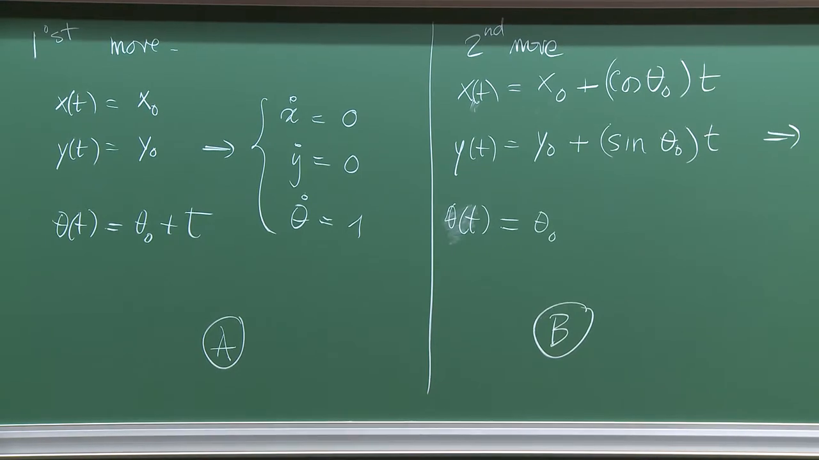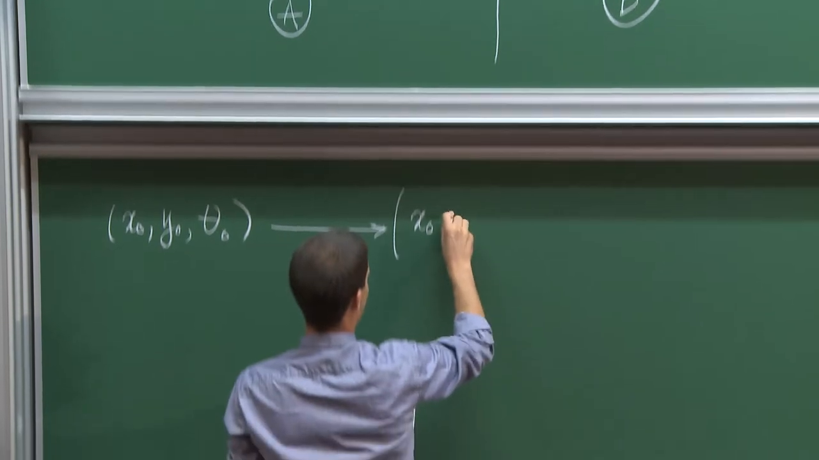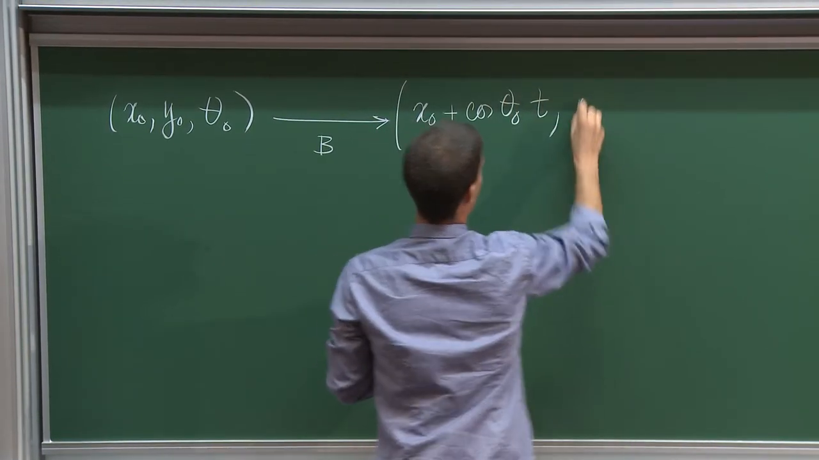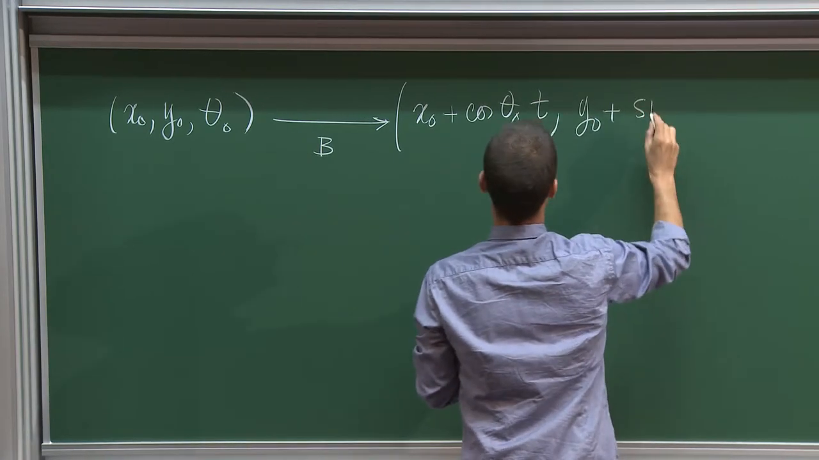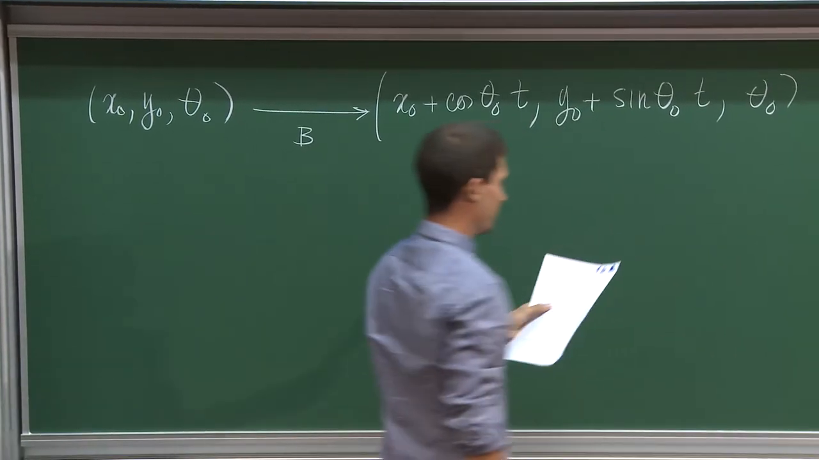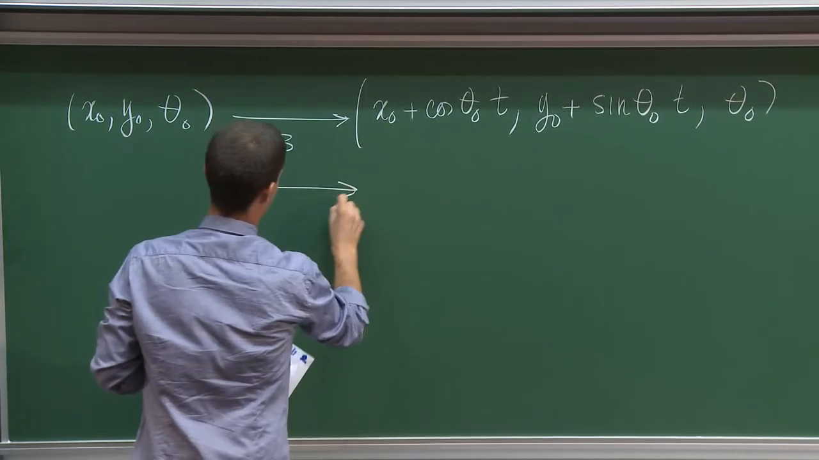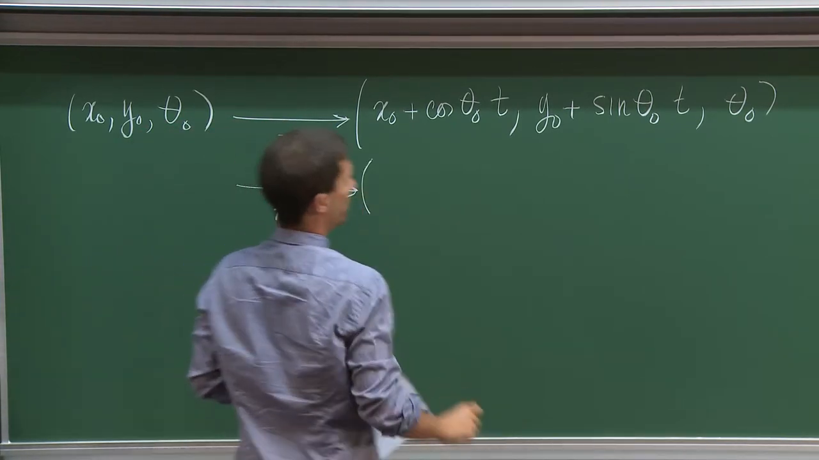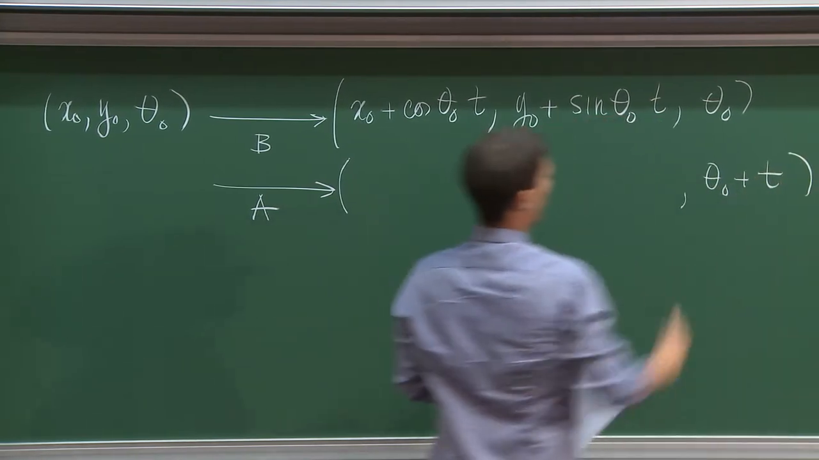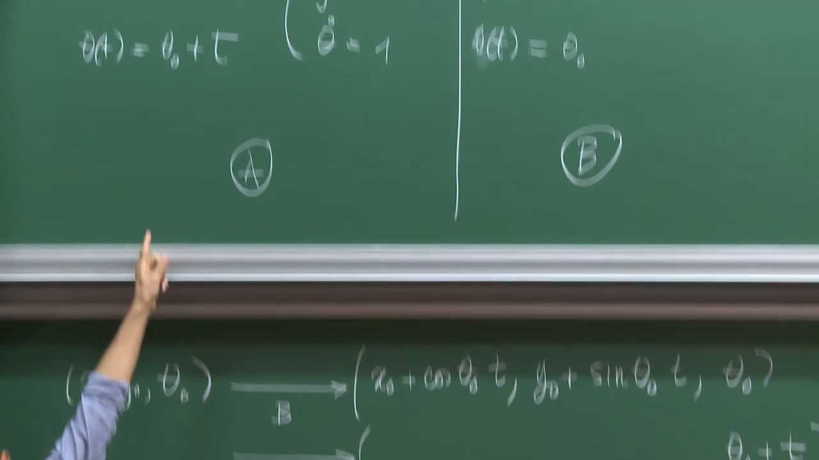So first apply B, and we arrive at x0 plus cosine of theta 0 times t, y0 plus sine of theta 0 times t, and theta 0 is not changing, okay? And then use A. A will be the same, but theta 0 will be increased by t, okay?